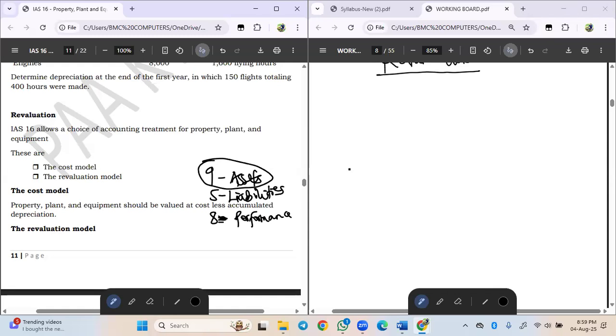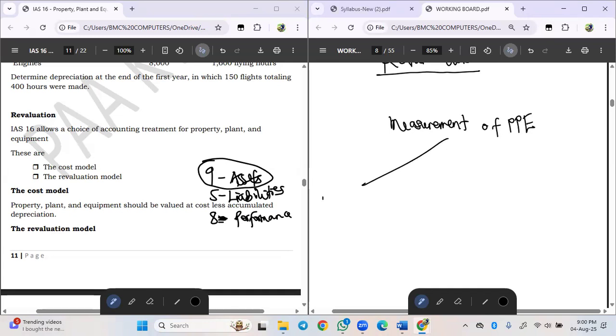Now you write motor vehicle. What amount are you going to write? That is the measurement, okay? The amount at which you measure the asset. So IAS 16 is saying that measurement of an asset, so measurement of PPE.